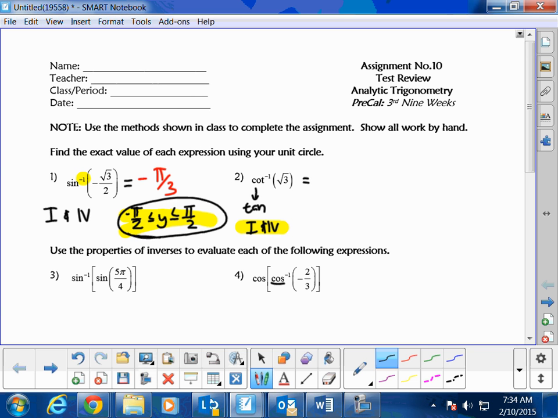One thing to keep in mind, it's probably a good idea for you to have your unit circle with the tangents written down. But remember, cotangent is x over y. Noticing that this is a positive number, you're going to look for the ordered pair where, when you divide x divided by y, it's going to give you square root of 3.